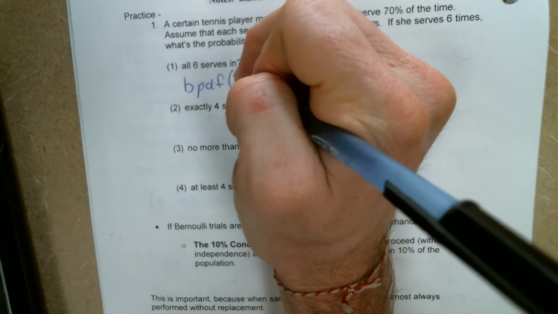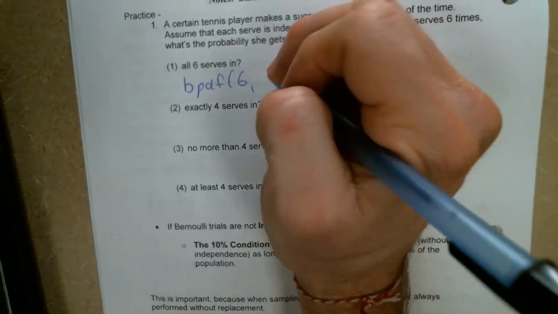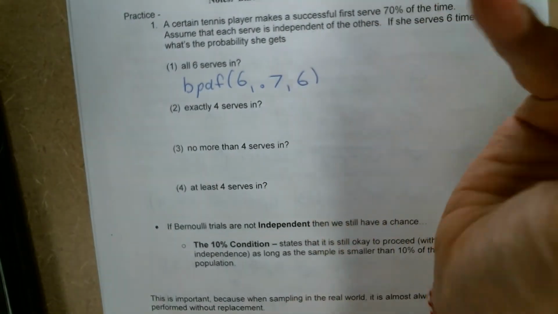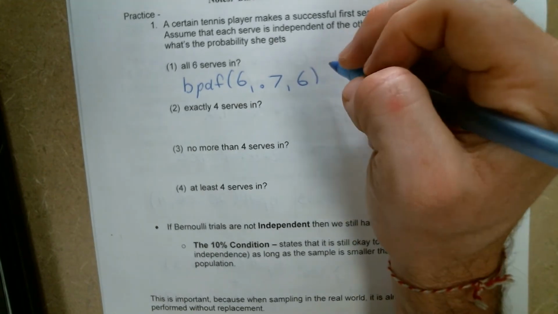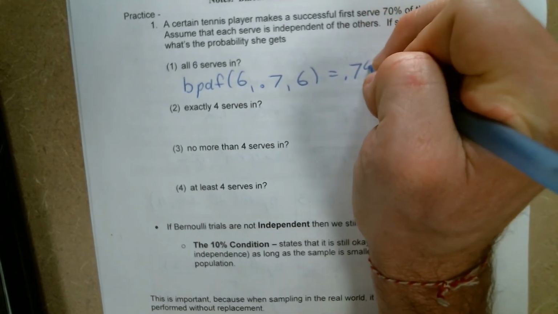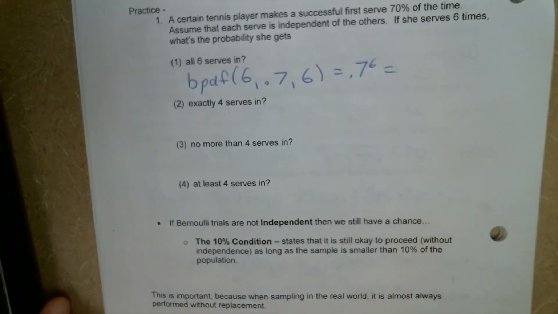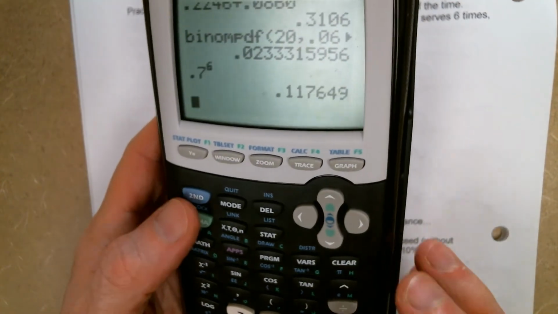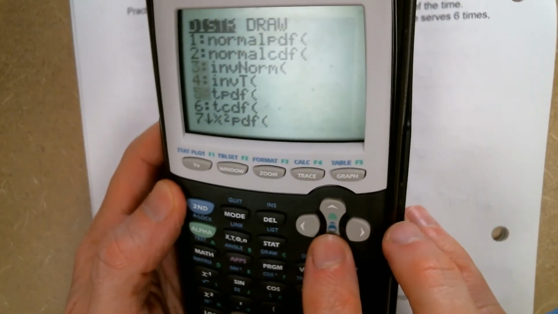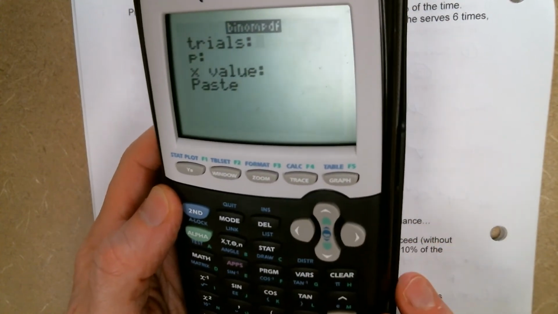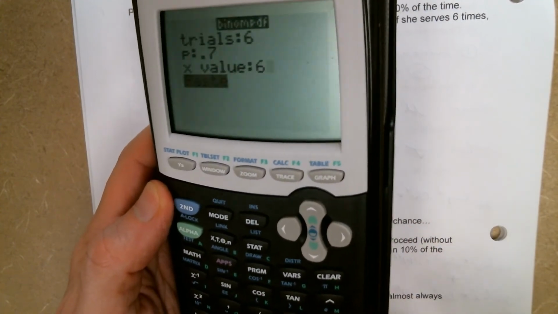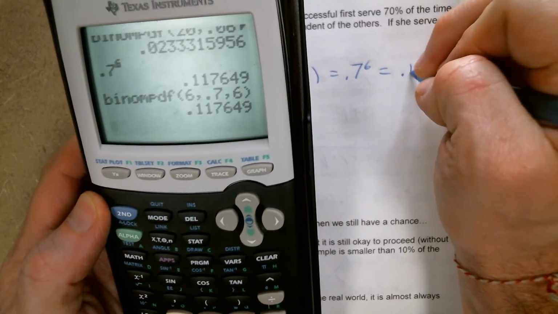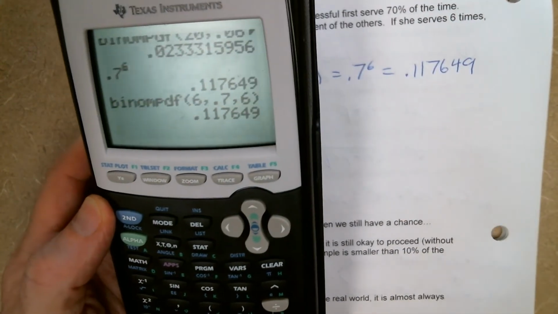Binomial PDF, there are 6 trials. The chance of getting one in is 70%. We want to know the chances of getting all 6 in. Now, again, because of the way the formula is set up, this is really just the same as doing 0.7 to the 6th power. And you're going to see that whether I do 0.7 to the 6th power, or whether I do this formula, Binomial PDF, 6, 0.7, 6, you're getting the same answer. I just want to show you that those two are the same in that situation.